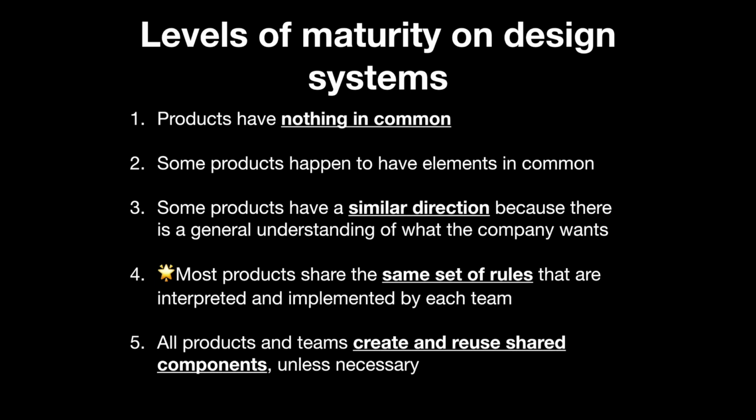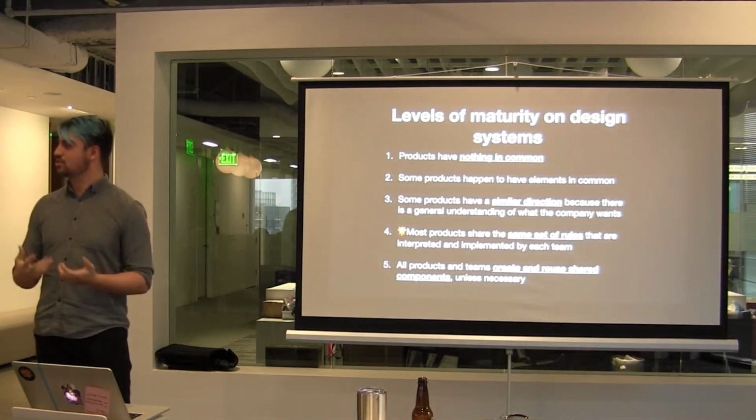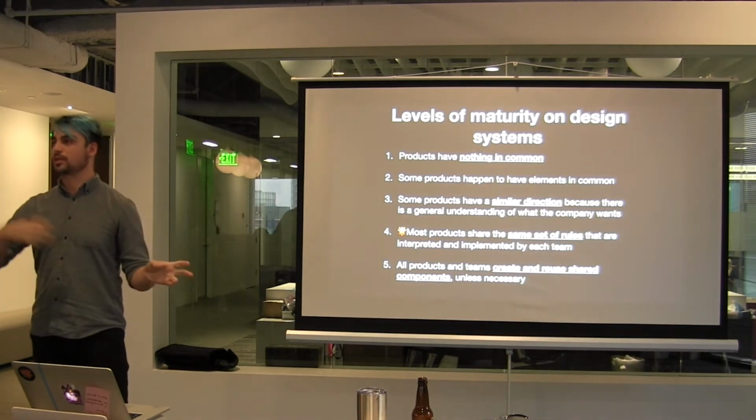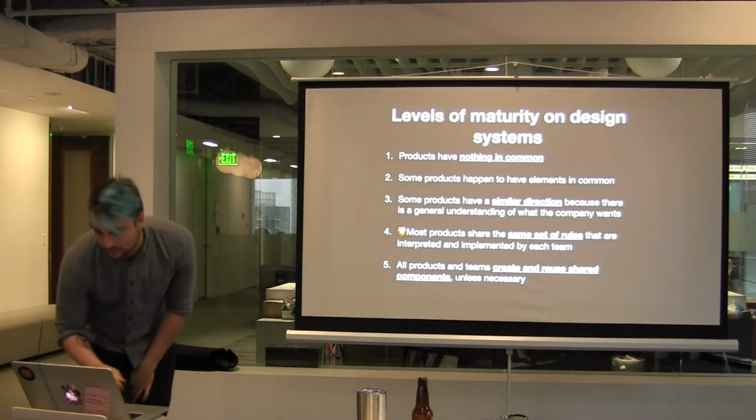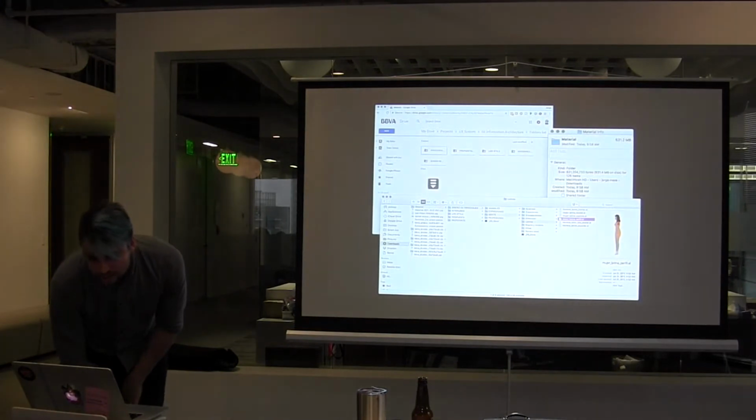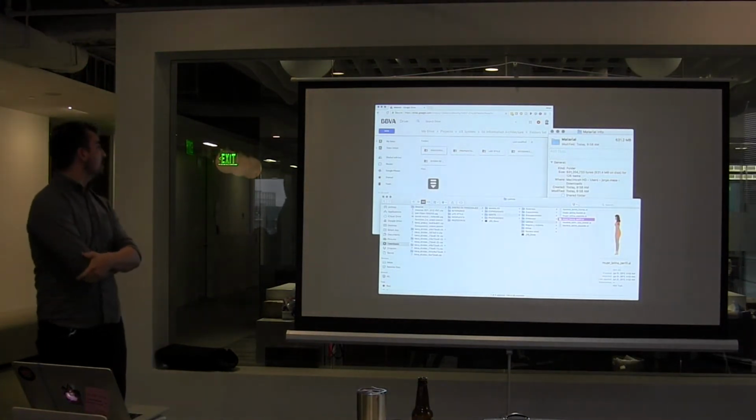And the last one is that all products and teams are helping and reusing the same shared components. This means that everyone in the different teams helps to build this library and reuses this library, and they share components. And if they are not sharing a component, it's because they have a really good excuse. It's a conscious decision, like, no, we're not using this one, we're building a new one. But it's completely conscious.